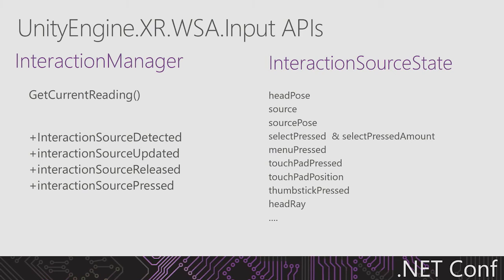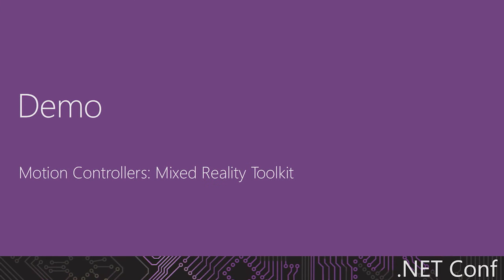To deal with the interaction manager, all you do is call get current reading every frame, and that gives you the state of everything within each motion controller. And then from there, you can look at the interaction source state. You can say, hey, was the menu pressed? Was the touchpad pressed? Where was the position of the touchpad? You just explore all the properties and extract all the information. And then the Interaction Manager also gives you APIs so that you know whether a source was detected or updated. That means when something comes into the scene or out of the scene. So that's how easy it is to actually code an application.